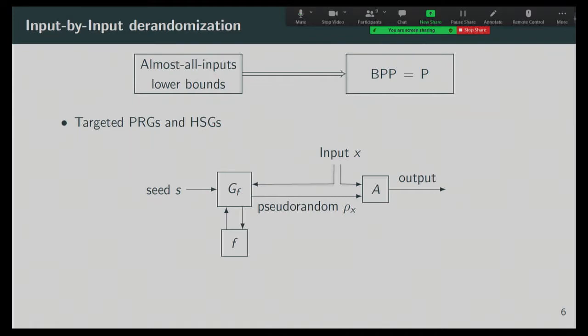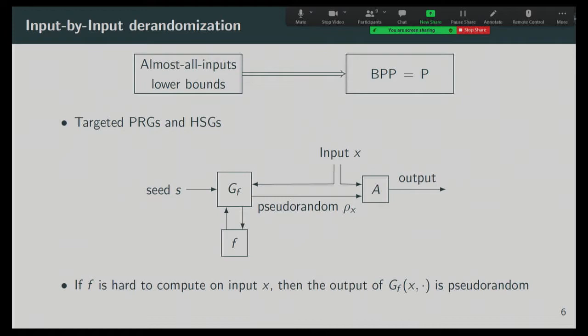And then the idea is, if my function f is hard to compute on input X, then the output of the generator with input X is pseudo-random, and thus we can de-randomize algorithm A on input X. So it's input by input. That's where the title of the talk comes from.